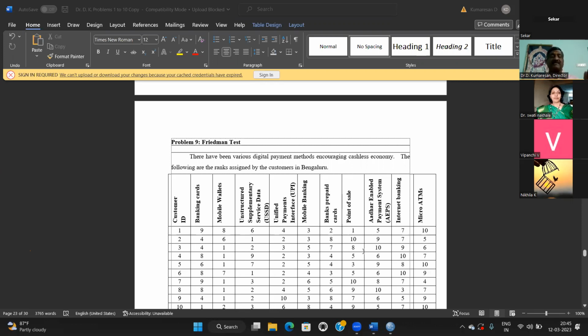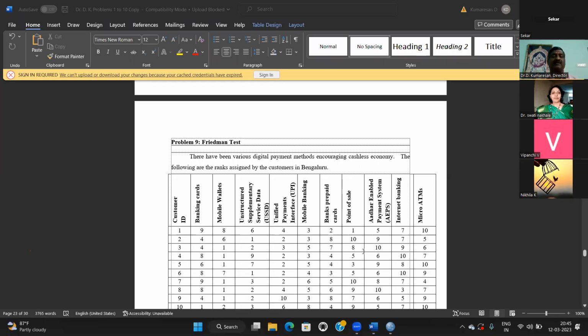If the data is scale data, we have to apply independent samples T test. If there are two samples and the data is ordinal data, we have to apply Mann-Whitney U test. So Mann-Whitney U test is called the non-parametric equivalent to the independent samples T test.